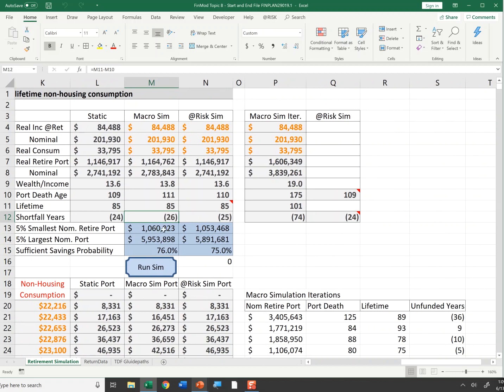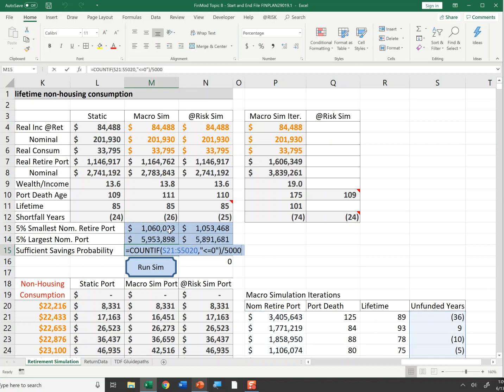I then can calculate, well, what was the 5% smallest? If I sorted the 5,000 portfolio values, and I took the 5% smallest, that's 5% smallest in this column is $1 million. The 5% largest, using the large function, is $5.9 million. So now I'm getting more information than a static number. The static number says, yes, I expect to have about 2.7 million dollars. However, my 5% lowest is having $1 million and 5% highest is having $5.9 million.